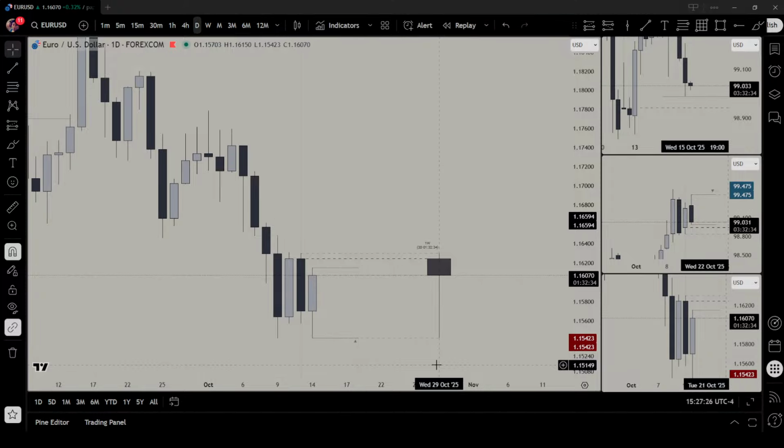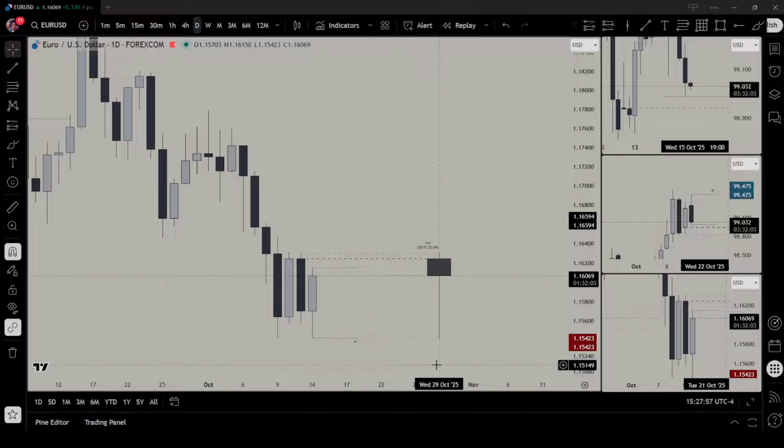For a high probability setup, you need a unicorn model. For a high probability setup, you need an old high. You need a fair value gap above old high or old low. You need an order block above old high or old low. This is what you need to be considered a high probability trade, which is completely false. Some people even say an IVG will be considered high probability. And they talk about this on the 1 minute, 5 minute, 15-minute time frame.